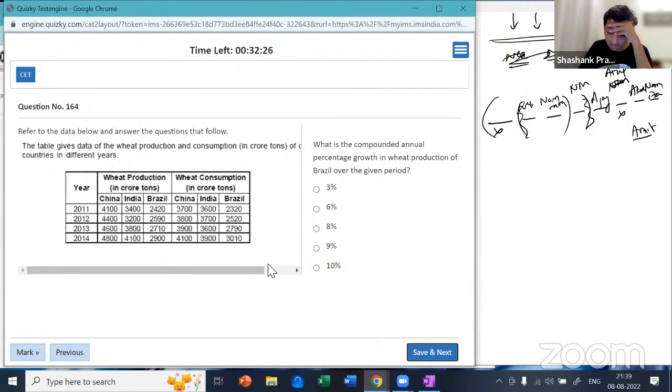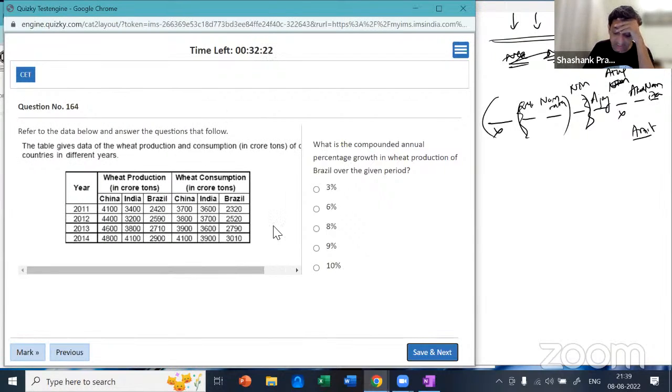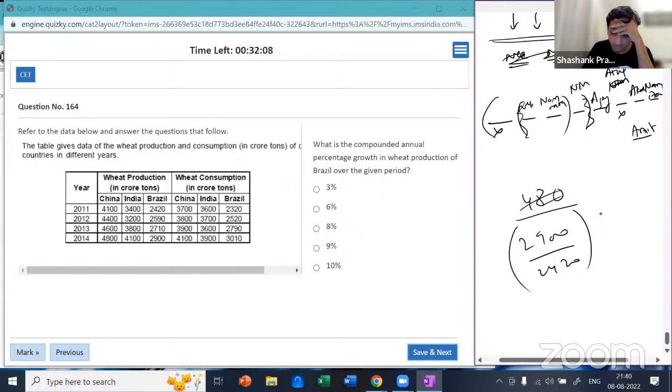CAGR in wheat production for Brazil. Okay, what is the formula for CAGR? 2420 to 2900, so 480. Final value upon initial value. Okay, 2900 upon 2420. Final value upon initial value raised to 1 by n minus 1, right? So 242 is 121.